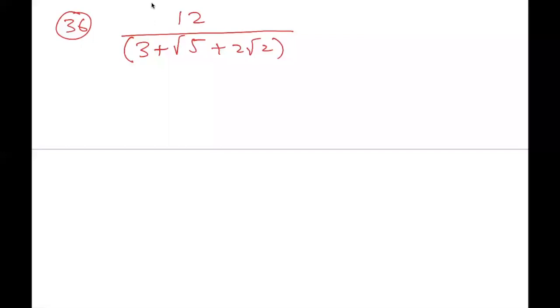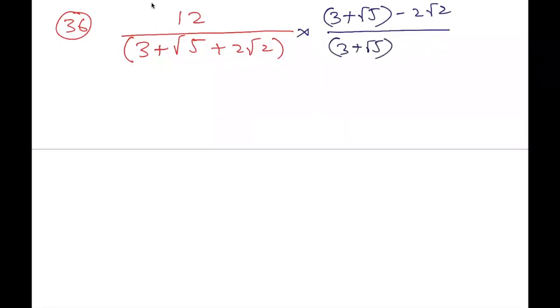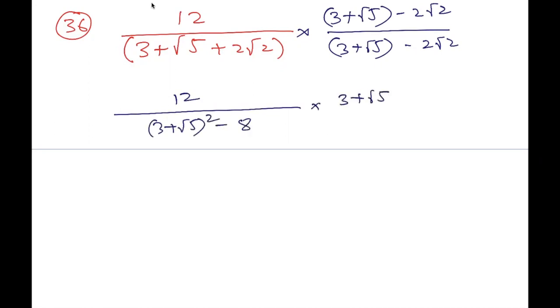Look into this, right? Double rationalization. What is the meaning of this double rationalization? 3 plus root 5 minus 2 root 2. And this will be 12 upon 3 plus root 5 the whole square minus 8, into 3 plus root 5 minus 2 root 2. Right, 12.